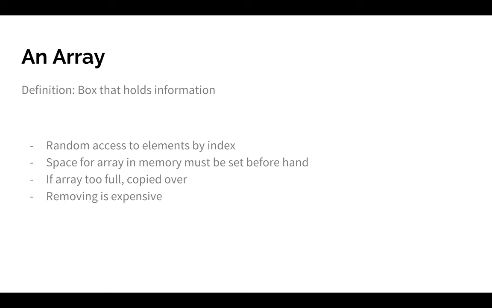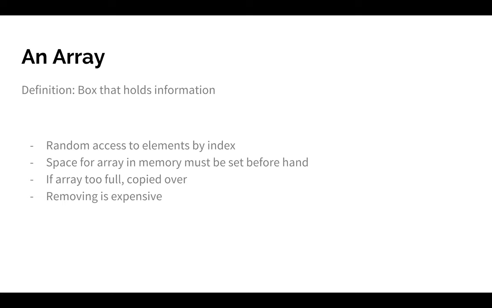An array is a good thing if you want to have random access to elements by an index. Imagine you have that box and you want to access an element out of it. This box has to have a number or an index that you can use to get the value of that position. Another thing about an array is that the space for an array in memory must be set beforehand.